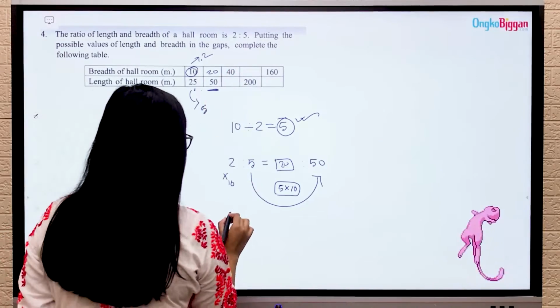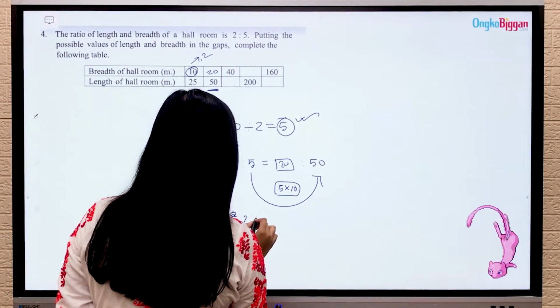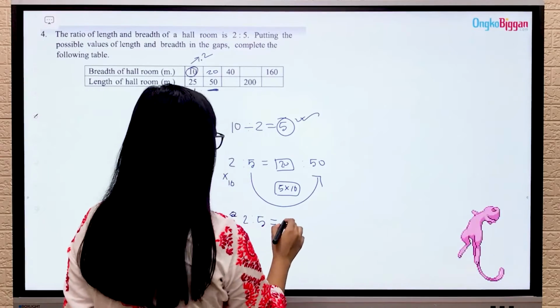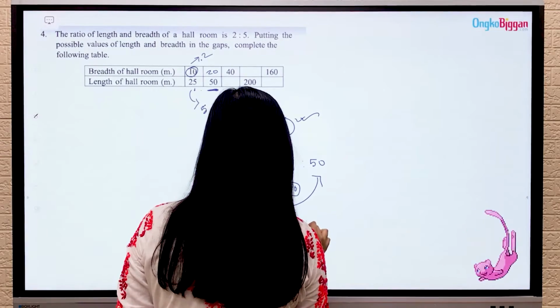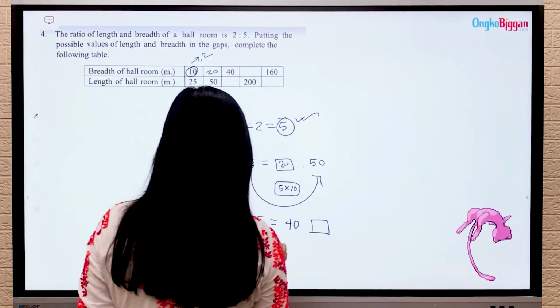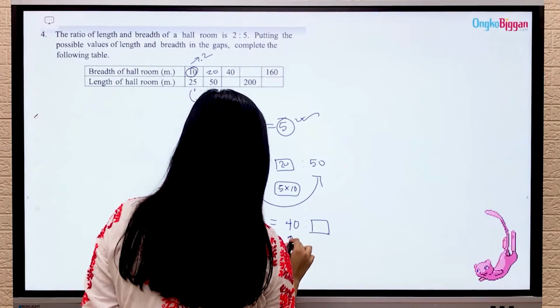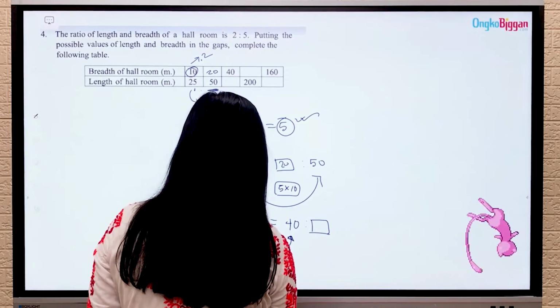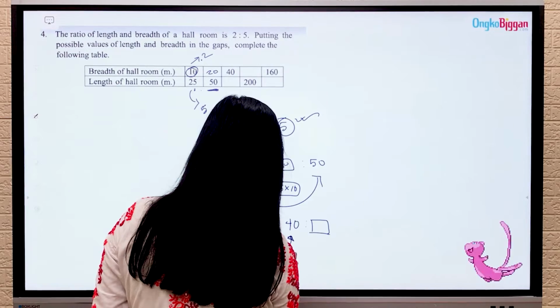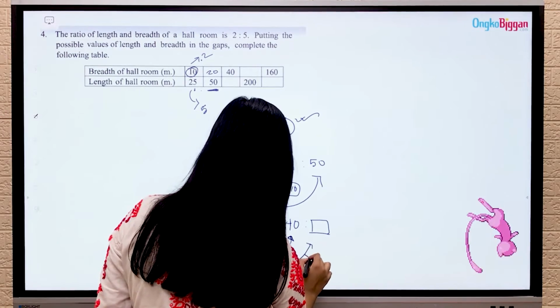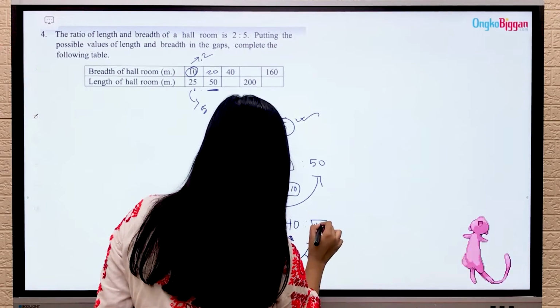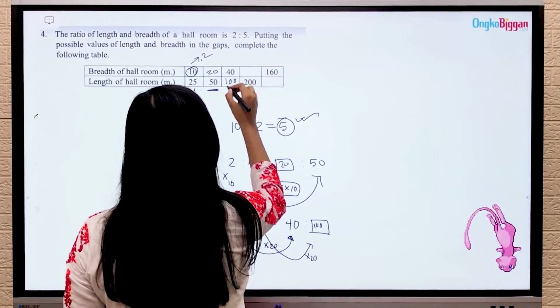Again, for 40 is to blank, so 2:5 equals 40 is to box. That means here we can see there is a multiplication of 20. So 5 will also be multiplied by 20, that is 100. So here we will have 100.